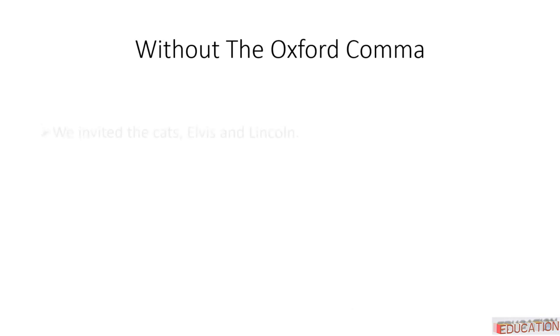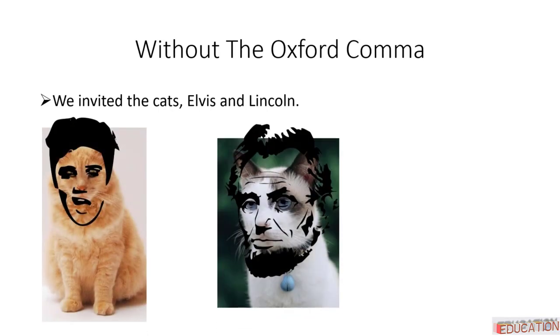However, without the Oxford comma, we invited the cats, Elvis, and Lincoln. There are only 2 people invited, namely the cats, one of which is called Elvis and the other which is called Lincoln. And this is the only real instance where in UK English you'll find a comma before the last and in a list. And this is the difference it makes.